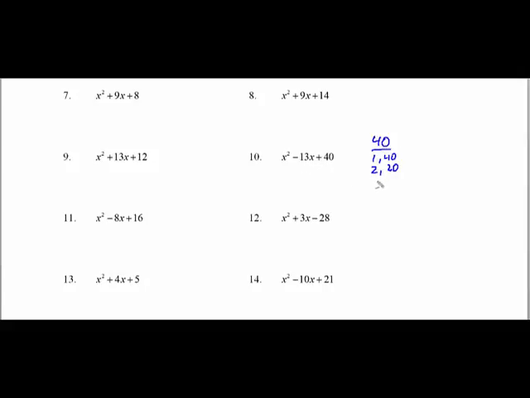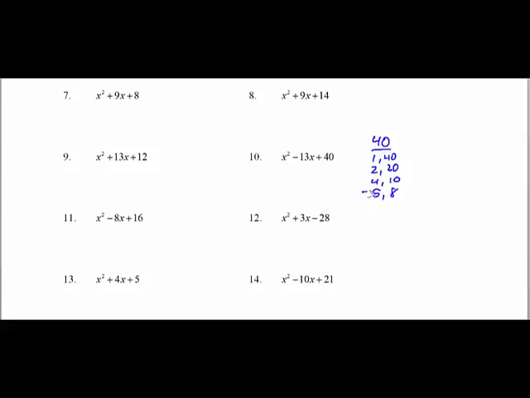40 doesn't divide by 3 evenly. Let's try 4 and 10. Nope, 4 and 10 make 14, not 13. Let's try 5 and 8. There we go. 5 and 8 make a positive 13. Oh, man. How would I make a negative 13?